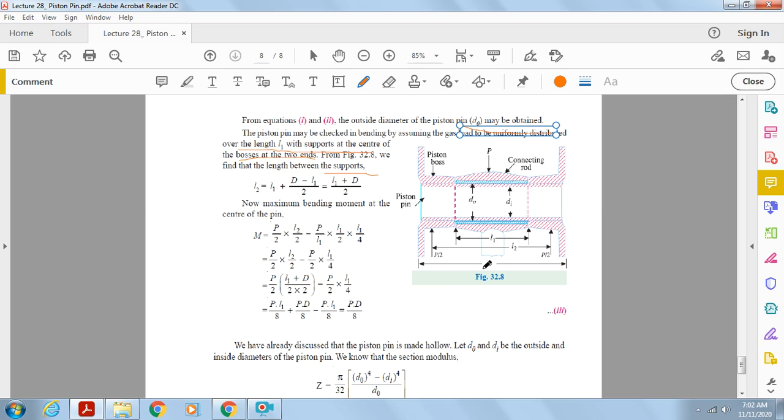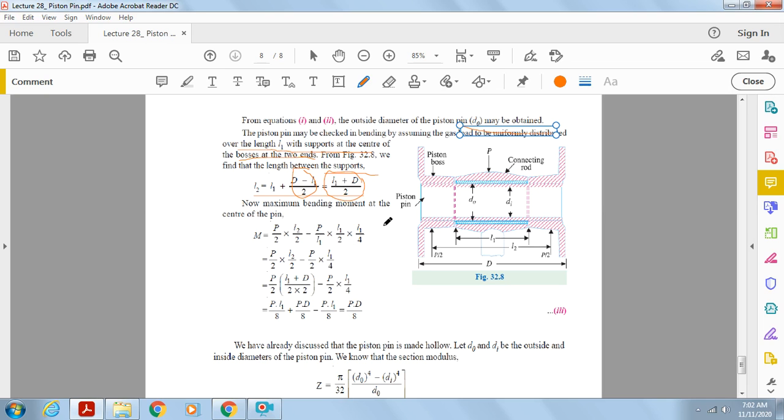Capital D is the piston outside diameter. The gap in between these two supports is L2. So L2 is equal to L1 plus D by 2. After arranging, it comes out as L1 plus D by 2, so that expression we have to remember.